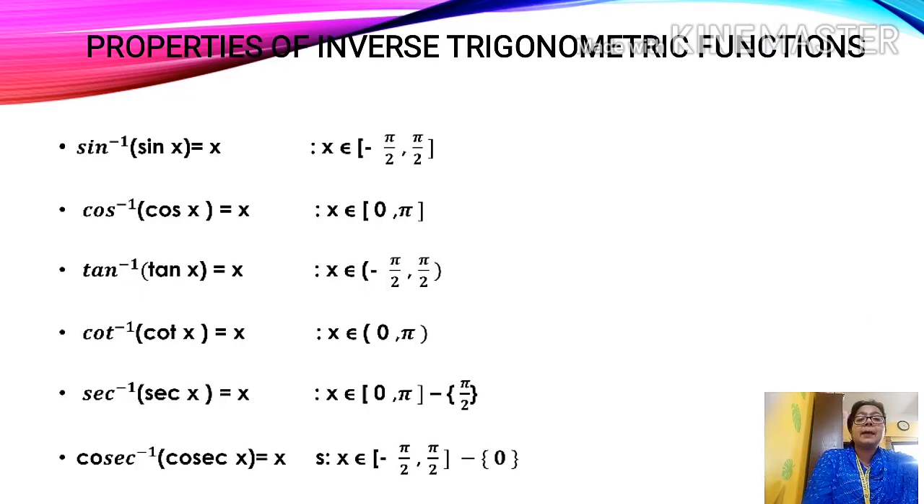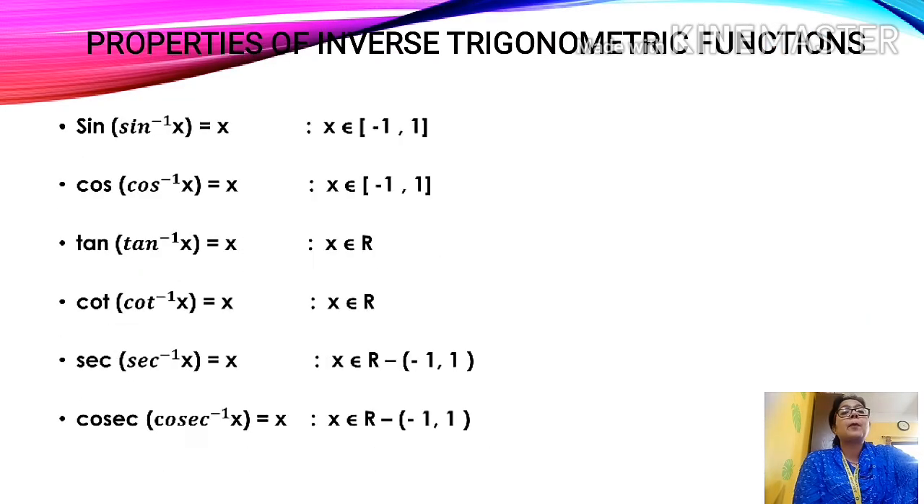Then in the next slide I have discussed other properties. Sine of sine inverse x is equal to x. Here too, if we do not mention that range, it will be wrong. So we have to mention the range: x belongs to minus 1 to plus 1. And in the same way, cos of cos inverse x is equal to x, where the range of x is minus 1 to plus 1.